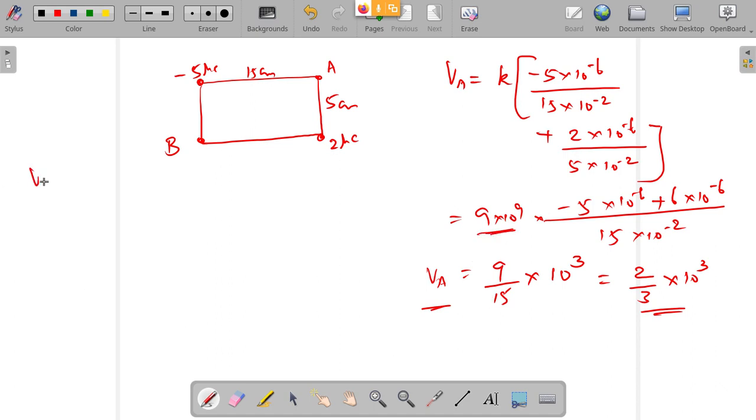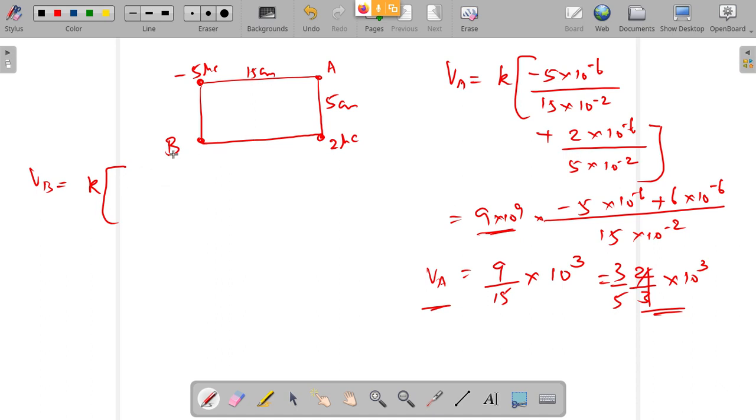Now VB you do. VB is equal to K into S. Okay. This is not 2 by 3. Yes, 3 by 5. Sorry, 3 by 5 we have to do. Correct. 3 by 5 into 10 power 3. Correct. 3 by 5.